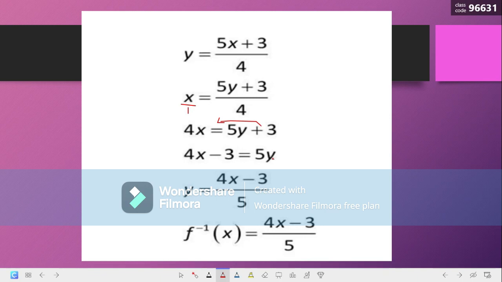The next thing we're going to do is divide both sides. To eliminate 5, divide both sides of the equation by 5. So 5y divided by 5 is y, this will be cancelled out. You have y, then 4x minus 3 divided by 5. So we have here y is equal to 4x minus 3 all over 5. This is now the inverse equation, and we're going to replace y with the inverse function: the inverse of f of x is equal to 4x minus 3 over 5. Okay, that's it. That's the answer.